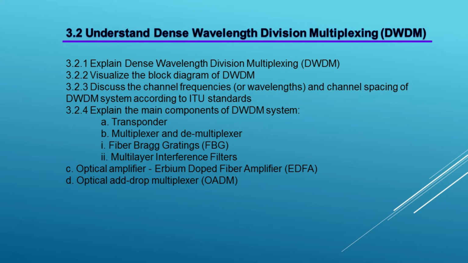3.2.3 Discuss the channel frequencies or wavelengths and channel spacing of DWDM system according to ITU standards. 3.2.4 Explain the main components of DWDM system. A. Transponder. B. Multiplexer and demultiplexer.